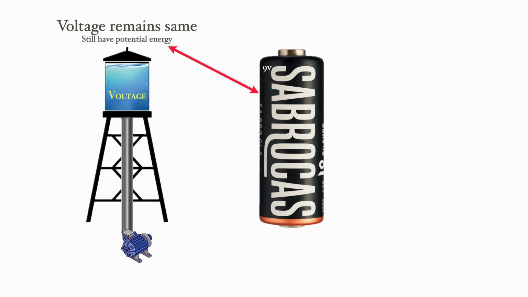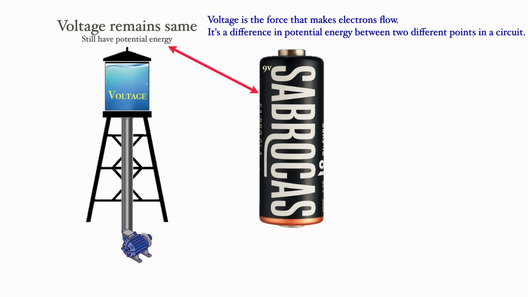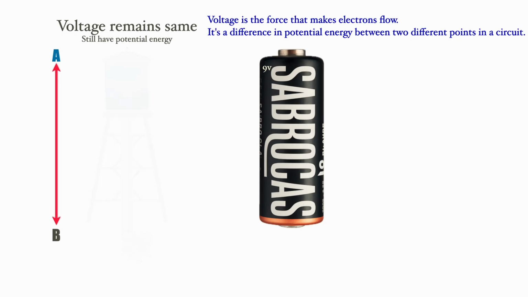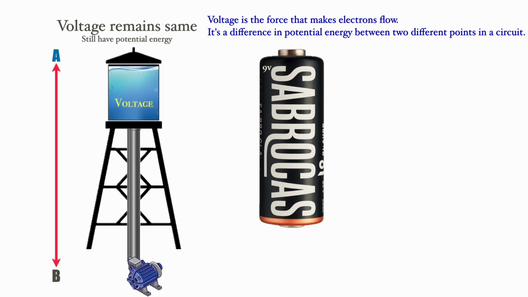in the battery. The original definition of voltage: voltage is the force that makes electrons flow. It is a difference in potential energy between different points in a circuit. With this definition, in the example where gravity is the force applied from point A to point B to pull the water down, these are the two different points in a circuit. The voltage in the water tower would rise when you increase the difference between the two points A and B.